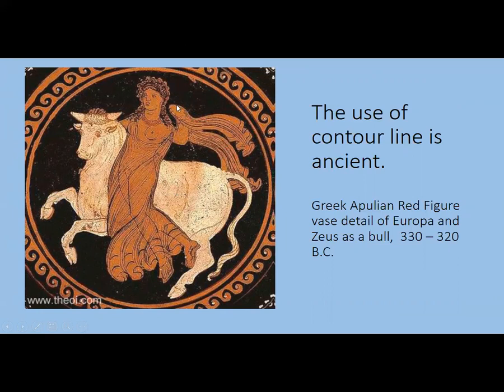This is Europa, and there's lines that go within her diaphanous gown, which is see-through, and there's lines that go within this, Zeus as a bull, that show the bend, like the curve of his neck and the bends of his legs and the hairs in his tail.